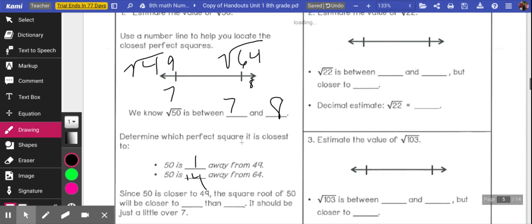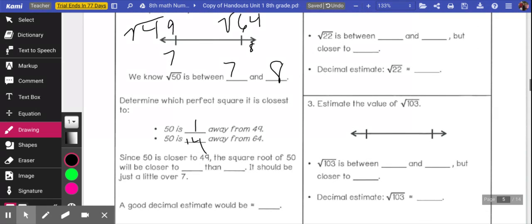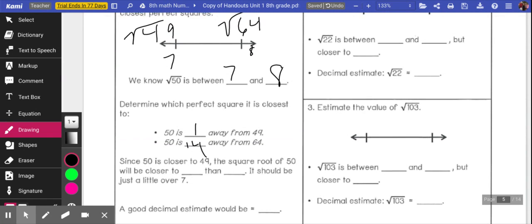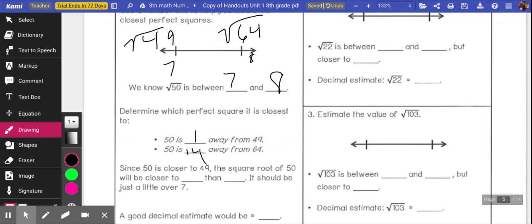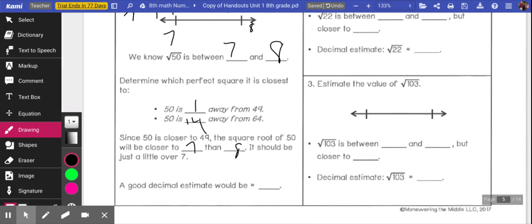And you don't even have to know those exact numbers. You just know that it's closer to 49. So since it's closer to 49, the square root will be closer to the 7 than the 8. So it should just be a little over 7. We know it's going to start with 7. So a good decimal estimate would be like 7.1, maybe even 7.2. Where you don't have to be exact, obviously.